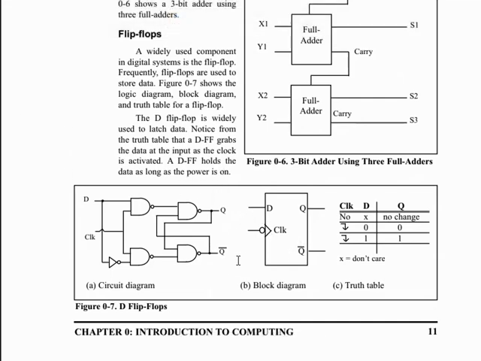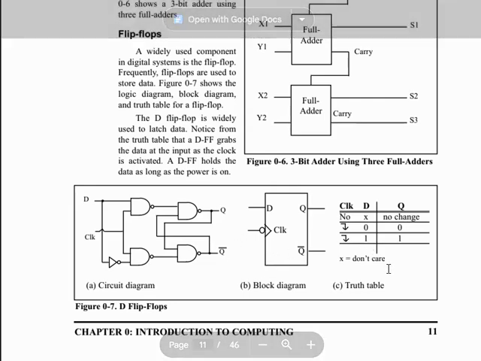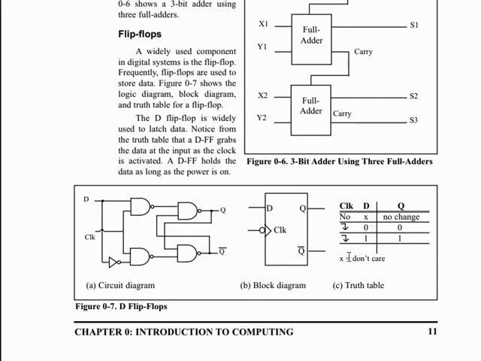Okay, this is the clock. We know it. The circuit diagram, the block diagram, and the truth table. They are saying, notice from the truth table that the DFF holds the data as long as the power is on. So this is the power which is on and it is holding the data.